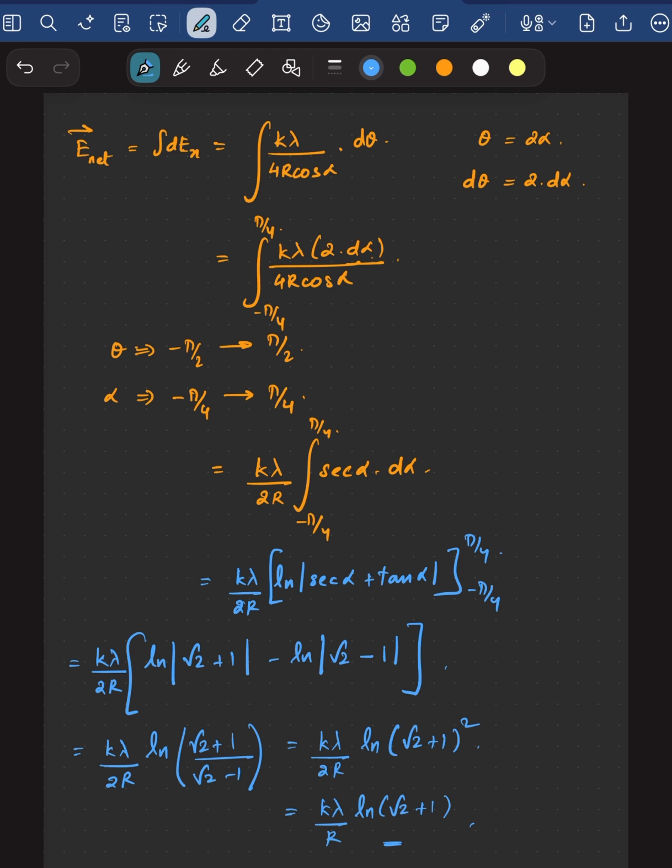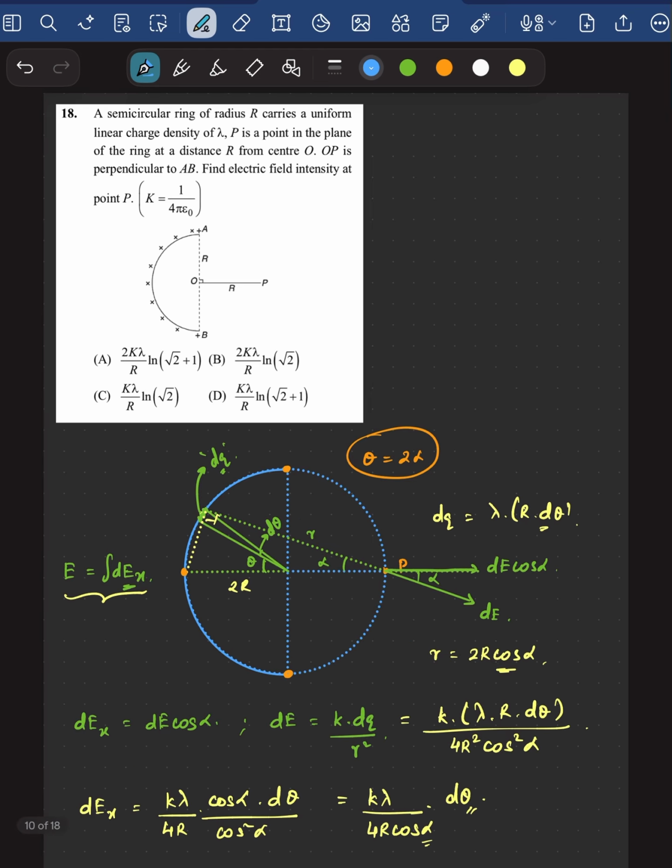So a slightly mathematical question. The approach was straightforward over here, but how we can actually make use of this approach to get the answer was pretty interesting in this question. So hopefully this question made sense. See you guys in the next question. So this will be your answer.